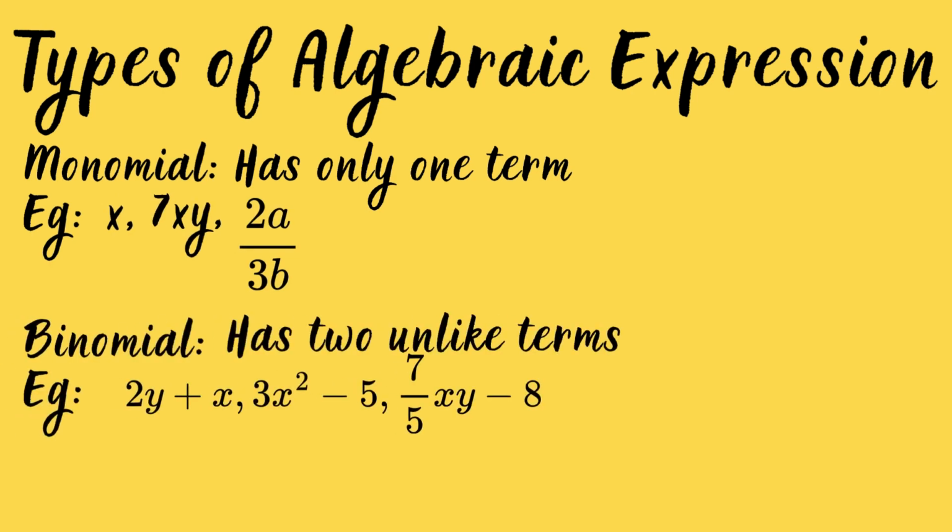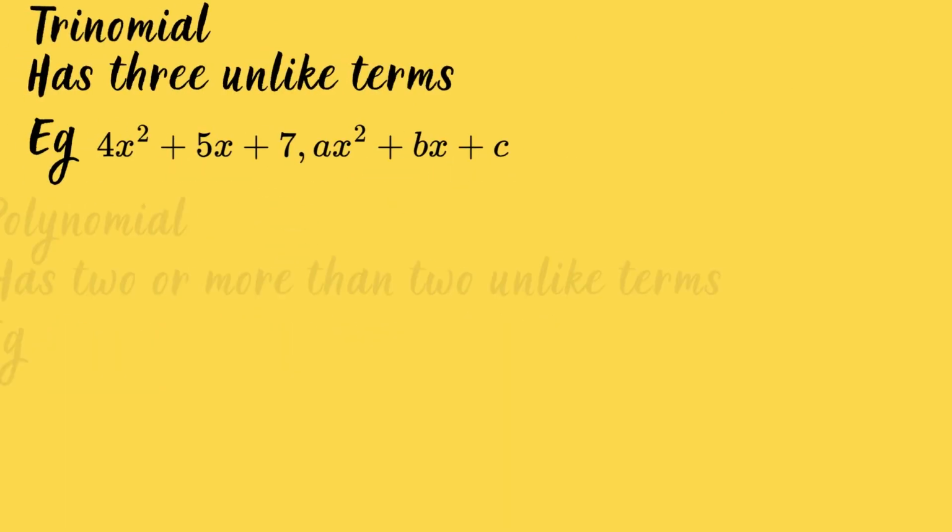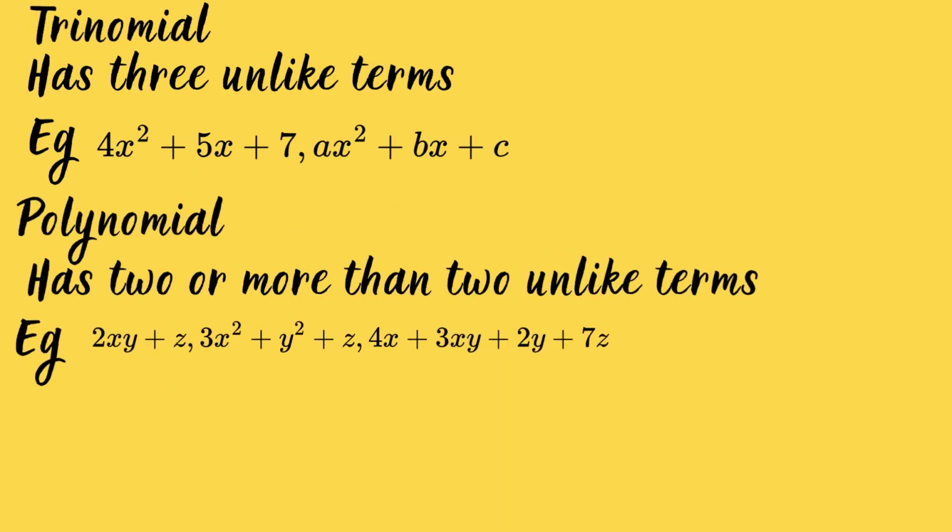The first one is monomial, which has only one term, that is x, 7xy, 2a/3b. Binomial has two unlike terms, that is 2y plus x. Here we note that y and x are unlike terms. 3x square minus 5, 7/5 xy minus 8. Trinomial has three unlike terms. Example, 4x square plus 5x plus 7, or 7x square plus 3x plus 5, or ax square plus bx plus c.